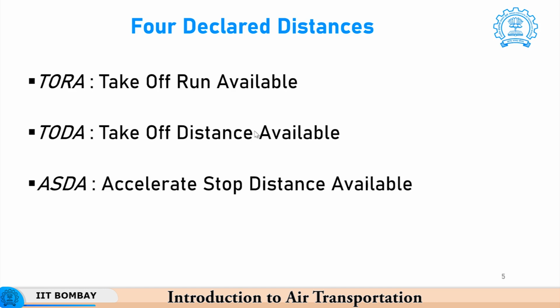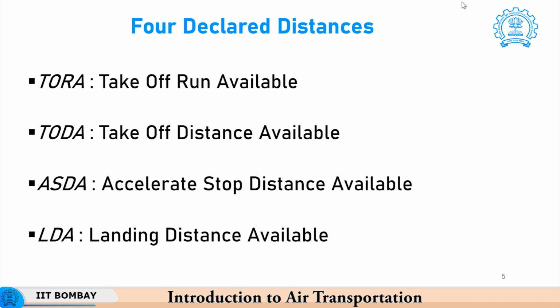Similarly, you have something called the accelerate stop distance available, which is that when you are planning to take off with a multi-engined aircraft, you might have a situation where you need to abort the takeoff and therefore, you will accelerate, but then you will apply brakes and stop because of some issue and you will come to rest on the runway itself. That is called the accelerate stop distance available or ASDA. And finally, we have the landing distance available, that is the total distance available including the screen height or the obstacle height to the point where the aircraft comes to rest.